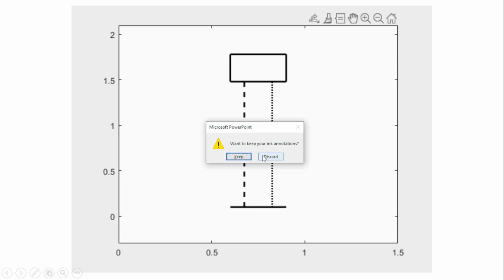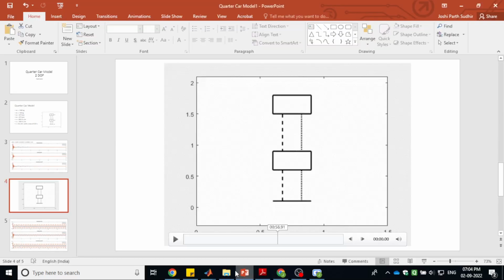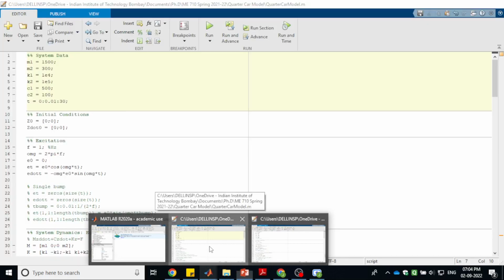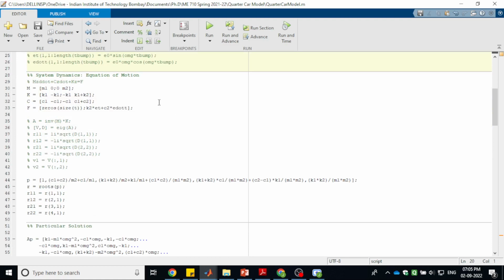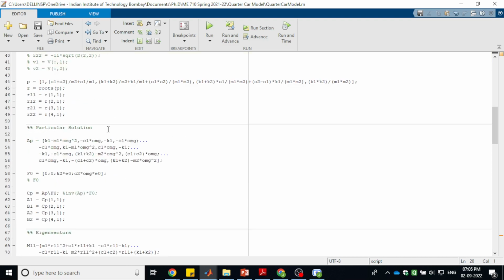So we saw how the animation of this system looks like. We will just quickly look at the code. So in this MATLAB code we have the initial block, which contains the system data and initial conditions, and we will apply the excitation, either in the form of a sinusoidal force or a sinusoidal displacement. We will try to solve the equation of motion, basically the system dynamics, and we will try to get the particular solution.